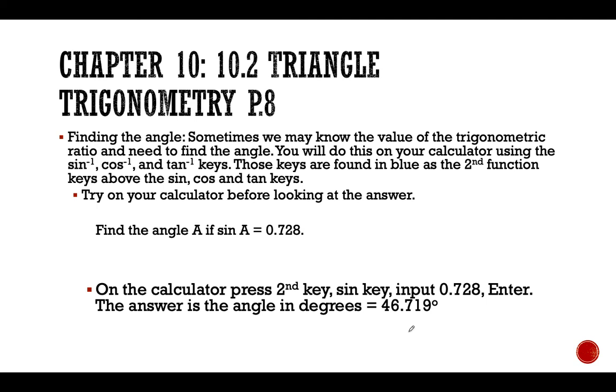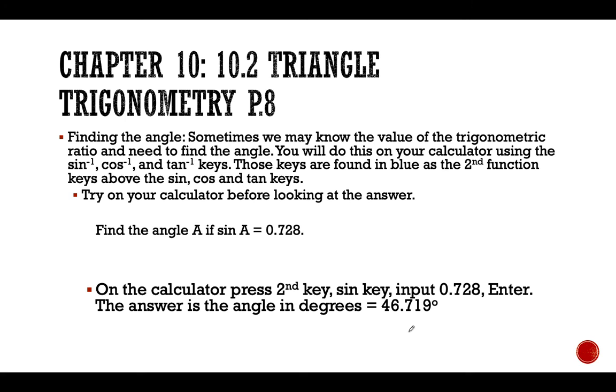Sometimes we may already know the value of the trigonometric ratio and we need to find the angle, and you also do this on your calculator using the sine -1, cosine -1, and tan -1 keys. Those keys are in blue over the regular sine, cosine, and tangent function keys, and you access them using the blue second key on your calculator.